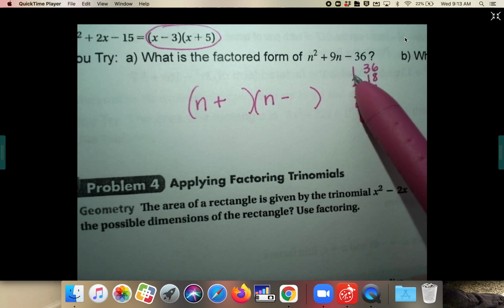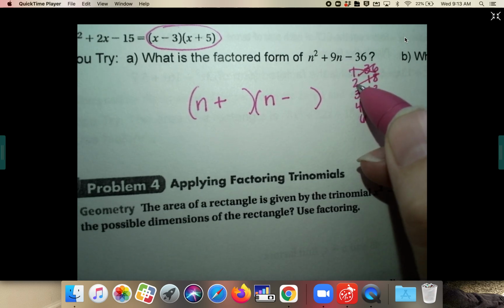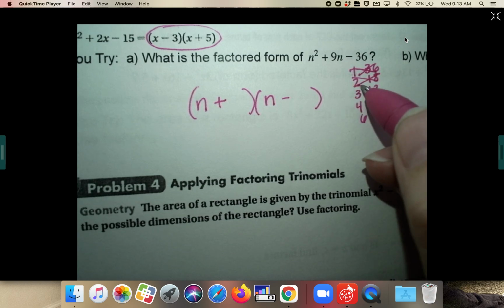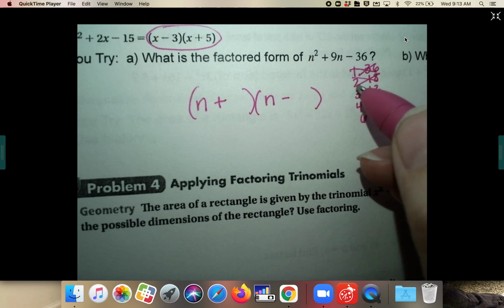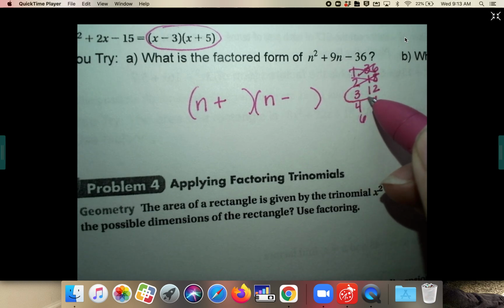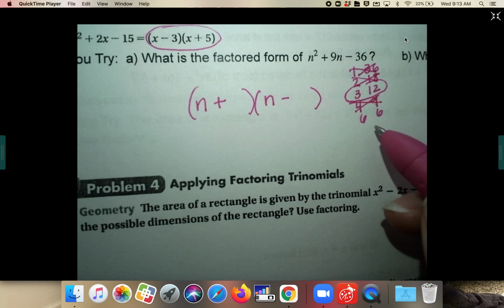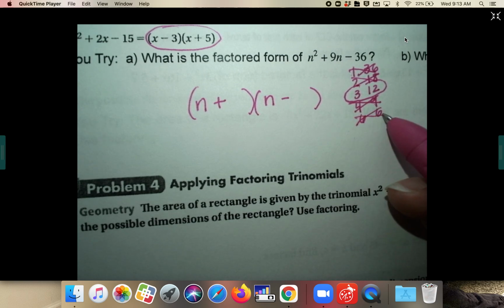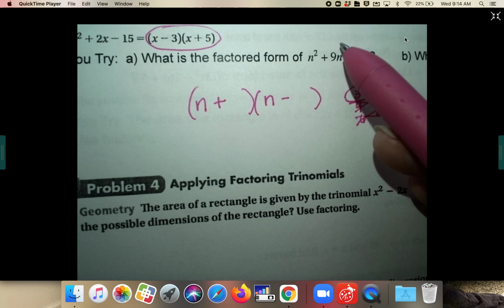1 and 36, no, not 9 apart. 2 and 18, not 9 apart, because if you add them, it's 20, and if you subtract them, it's 16. 3 and 12, if you add them, it's 15. If you subtract them, it's 9. So I think we're going to go with the 3 and 12, but let's double check. 9 plus 4 is 13, and 9 minus 4 is 5. So 13 and 5 aren't going to be it. 6 and 6, no. 6 plus 6 is 12. 6 minus 6 is 0. But 3 and 12 can make a 9.